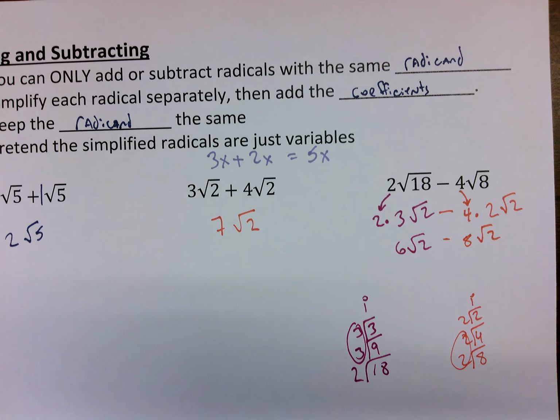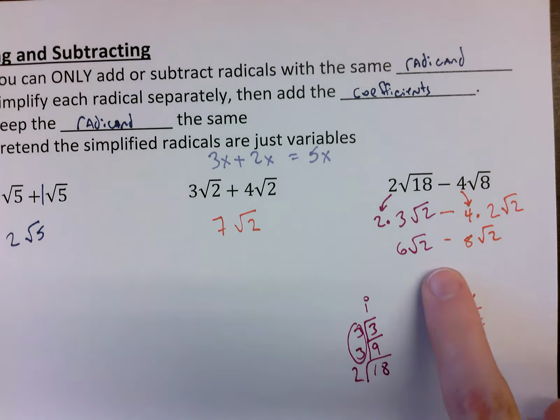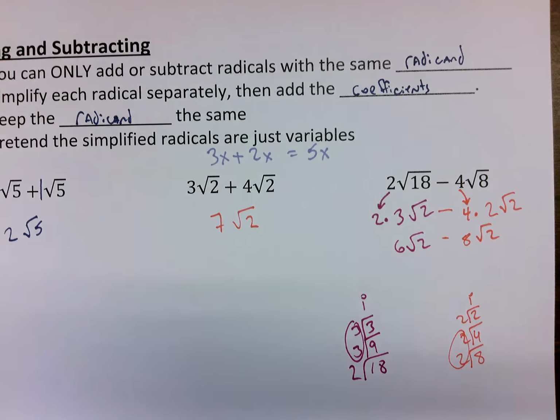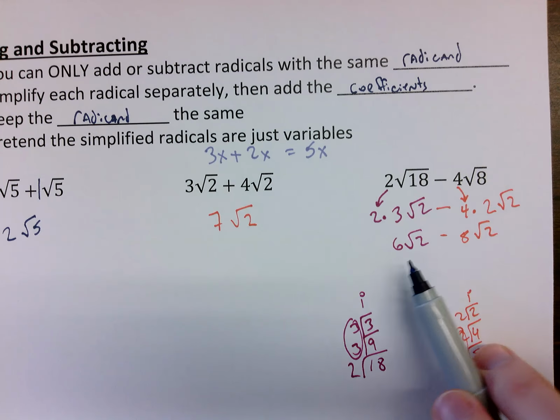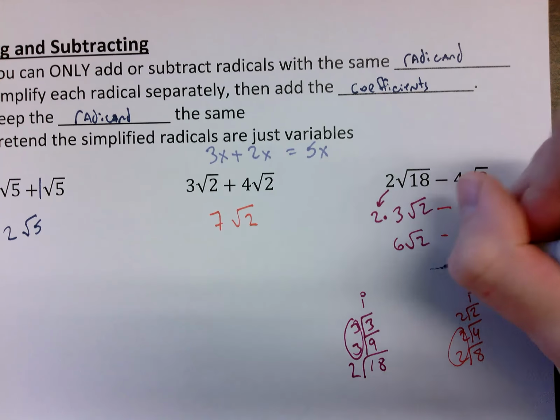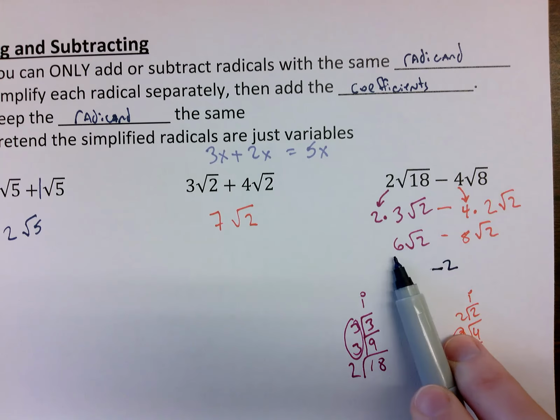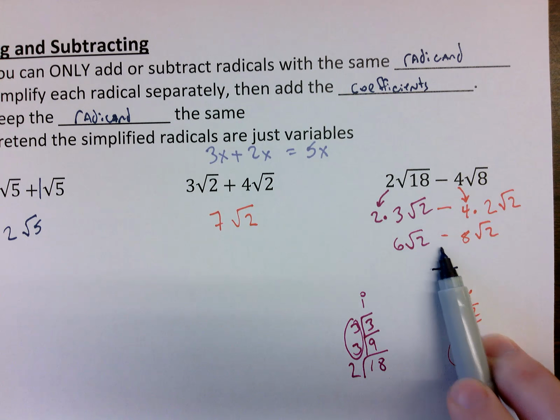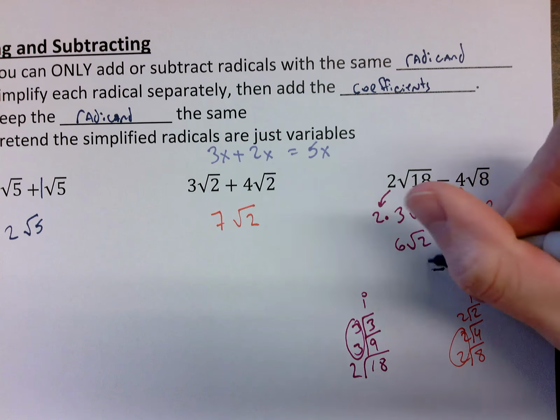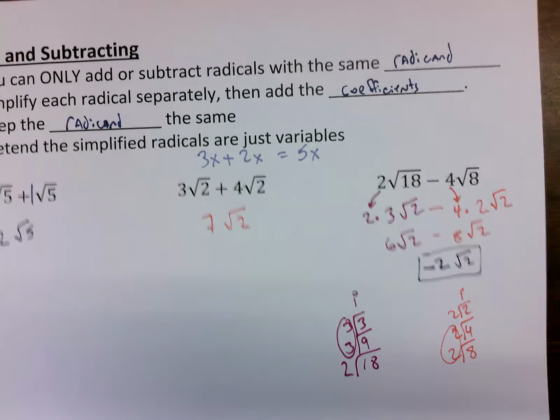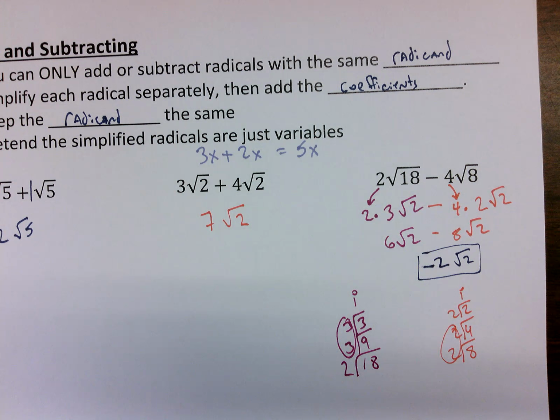And now that I've done that, now I can see that on these simplified ones, now they do have the same radicand. So I can subtract the numbers in the front. So 6 minus 8 is negative 2. Right? 6 buckets of water, 8 fires. You're going to have 2 fires left over. And you leave the radicand the same. And that's your answer. Okay, so that's how you add and subtract radicals.